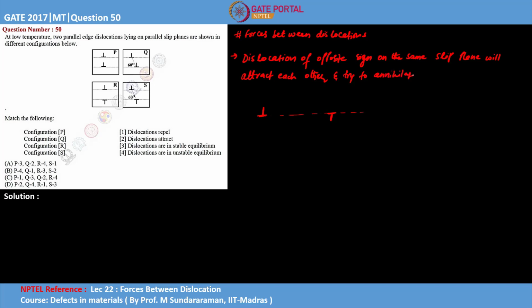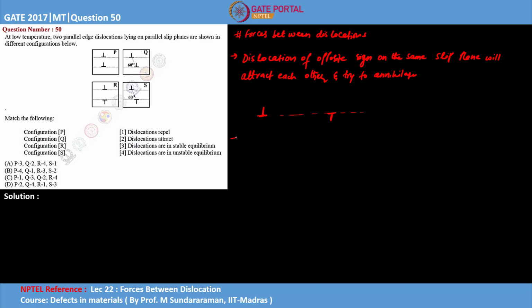Here the symbol shows the extra half plane, right? So above the slip plane we have an extra half plane due to this dislocation, and on the same slip plane below it we have an extra half plane. So when these dislocations get attracted, what will happen? The extra half plane above and the one below will basically annihilate each other and form a perfect three-dimensional structure, right? So they will attract each other and annihilate each other.